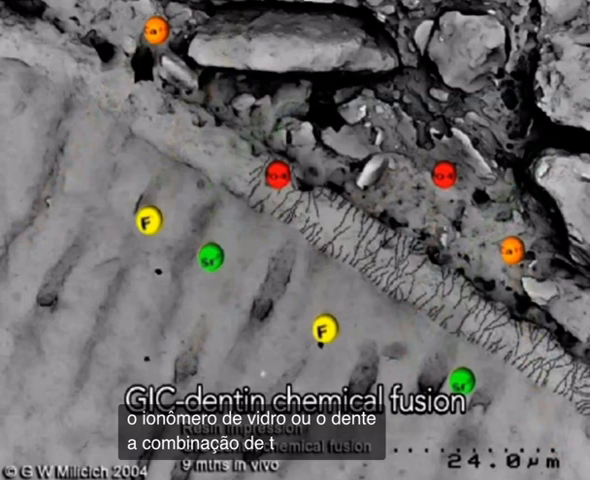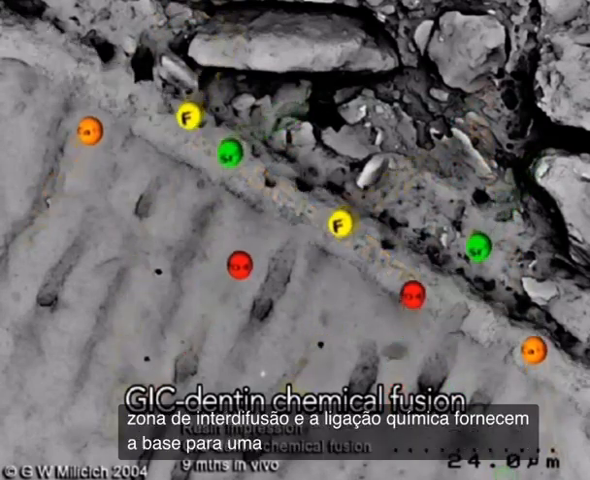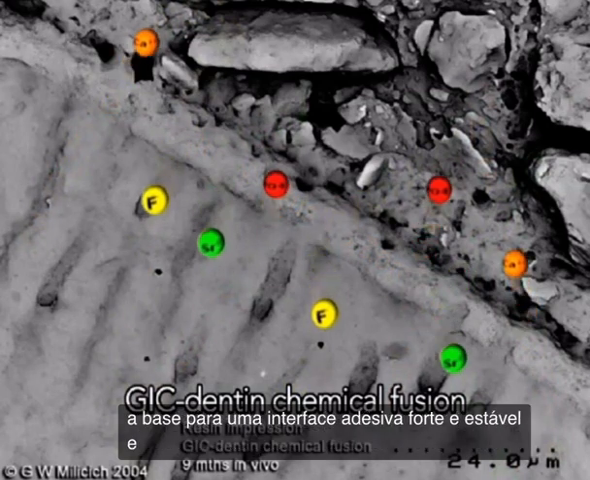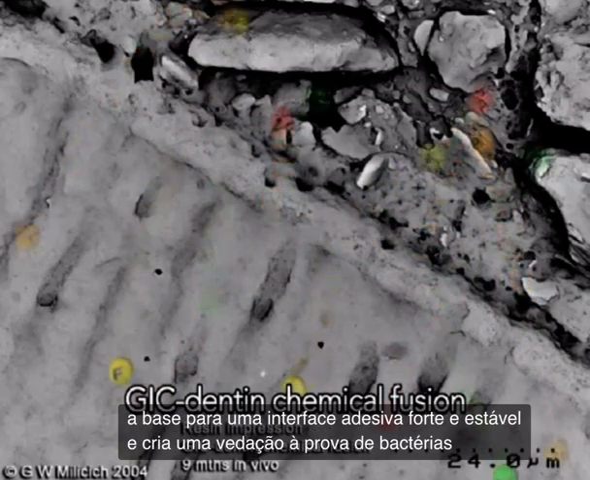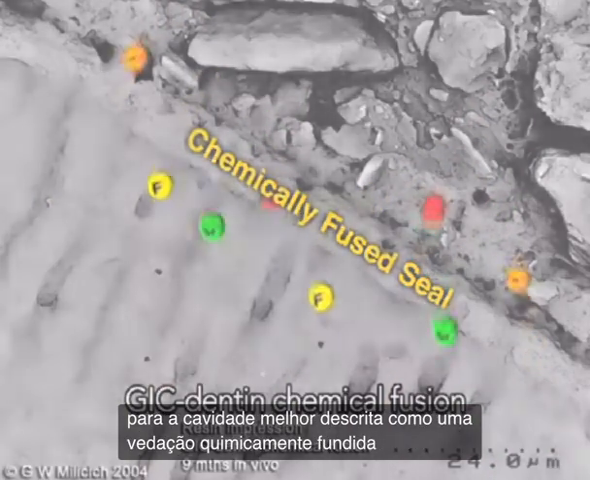The combination of the interdiffusion zone and the chemical bonding provides the basis for a strong, stable adhesive interface and creates a bacteria-proof seal for the cavity, best described as a chemically fused seal.